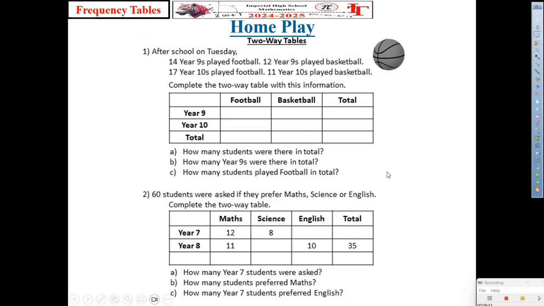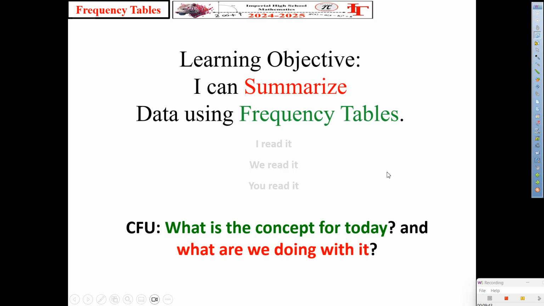All right, here we go. Our objective for today: I can summarize data using frequency tables. We're moving on today to another major idea. I can summarize data using frequency tables.